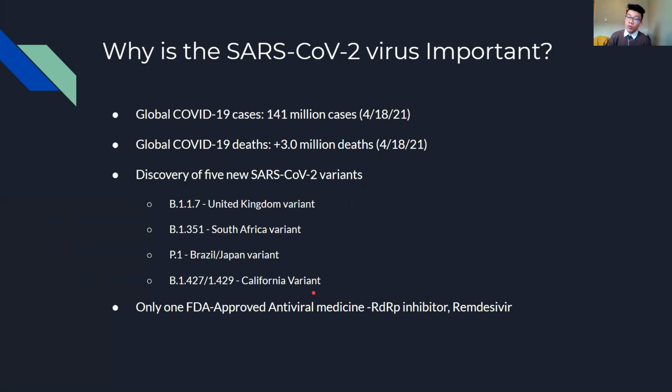And while there has been rapid development of already 3 vaccines, there has only been one FDA-approved antiviral medication, the RNA-dependent RNA polymerase remdesivir. And so as a result, society is in need of identifying more antiviral treatments for COVID-19 patients.